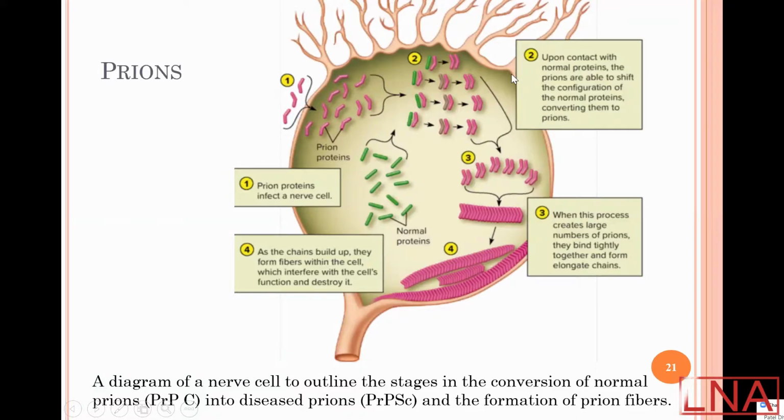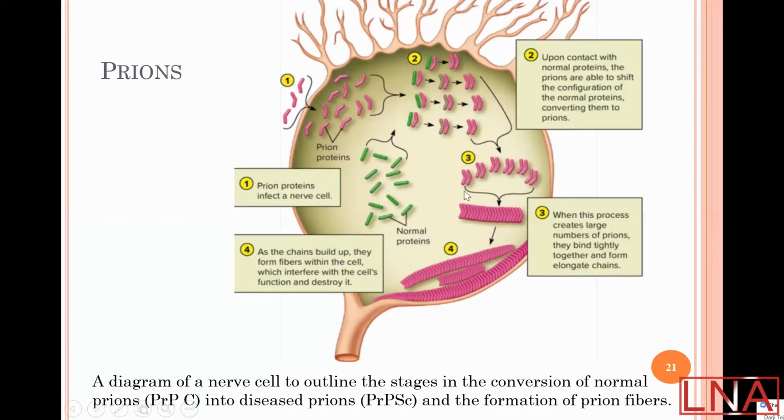It's one of the primary stages to understand what exactly happens. Prion and our protein should be in contact. So it should have direct contact, and the prions are able to shift the configuration of the normal proteins, converting them to the prion. Of course, not all proteins will be converted. Only some proteins which are similar in structure to the prions will be converted, and all of them which are in contact will be converted.